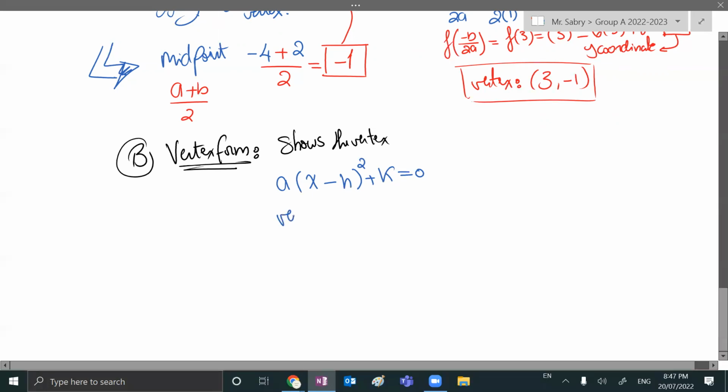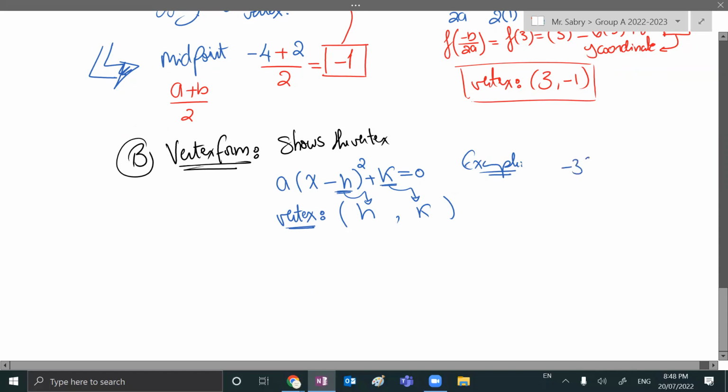Now, how do I find the vertex out of this form? We just said it shows the vertex. So all you need to do is to take this number inside the bracket with the opposite sign. This is the x coordinate. And this number outside of the bracket with the same sign. This is the y coordinate. Now let's see an example.